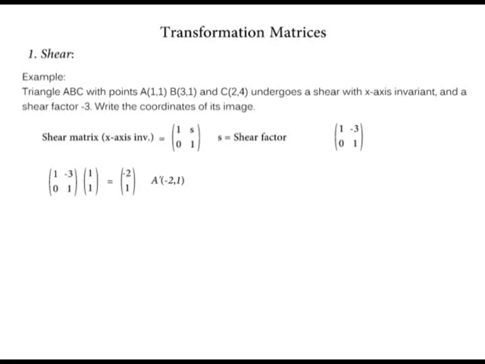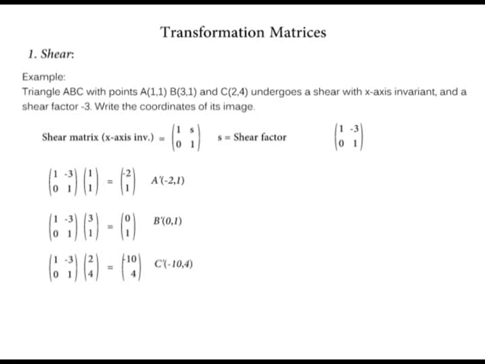Point B, (1, -3; 0, 1) times (3, 1) will give us 1 times 3 plus minus 3 times 1 is 0. 0 times 3 plus 1 times 1 is 1, and therefore B prime has coordinates (0, 1). Do the same with C. 1 times 2 plus minus 3 times 4 is minus 10. 0 times 2 plus 1 times 4 is 4. Therefore C prime has coordinates (-10, 4).